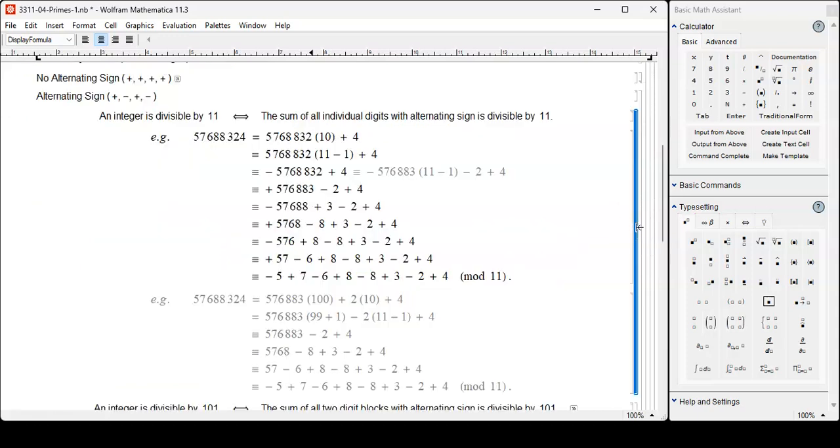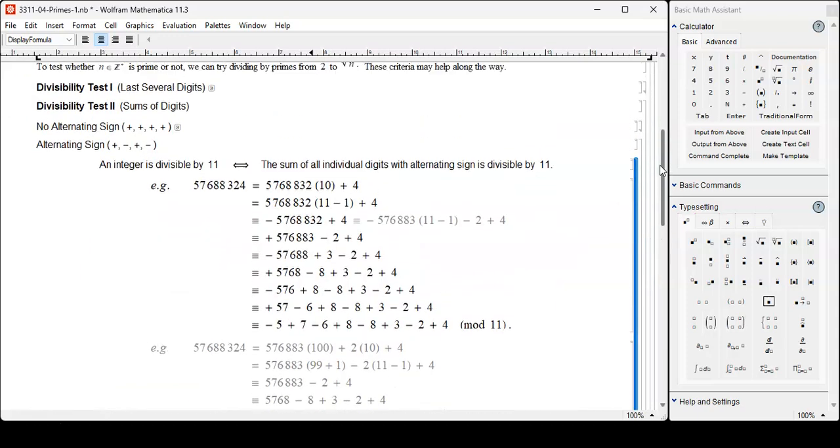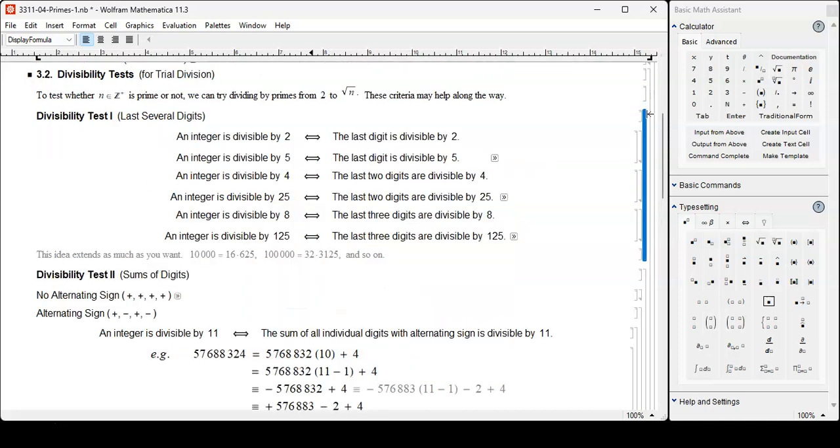Let's begin with the 11 case first. Decompose like this: 10 and then the last digit. And then previously what did we do? Oh no. Previously we took 2 digits out. Let's go back here.